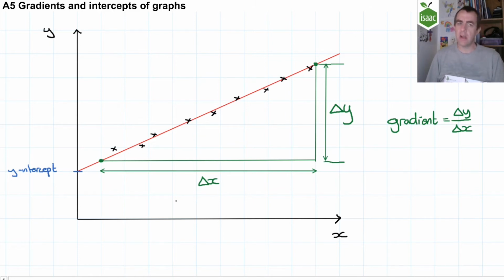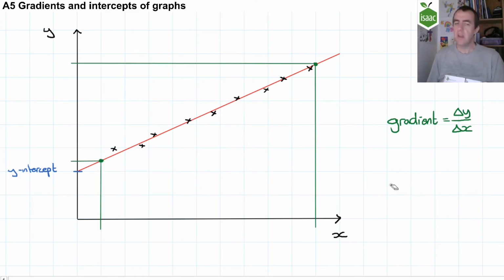So a better triangle might look like this. And it doesn't look much like a triangle. And then we can mark off the values of the y-axis and x-axis that we're going to use in our gradient calculation. The first data point is at position x1, y1, and the second data point is at position x2, y2. And these values would be read off the scale on the x and y axes.